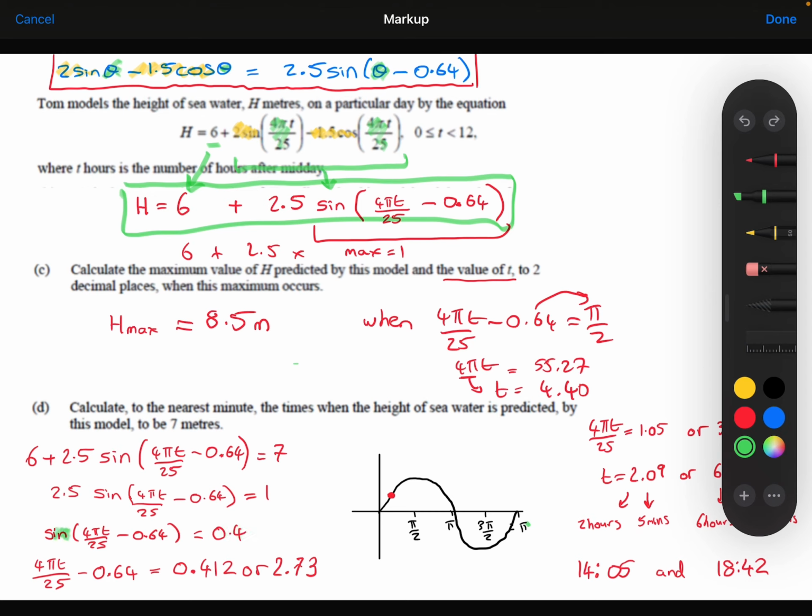I then did sine inverse of the 0.4, which gave 0.412 on my calculator. I've then just used the sine graph to get the second solution. I know that this here is 0.412, so then I just did pi take away 0.412, and that gave me the second solution of 2.73. If I wanted to, I could draw the graph further and get more solutions, but I don't need to for this question.